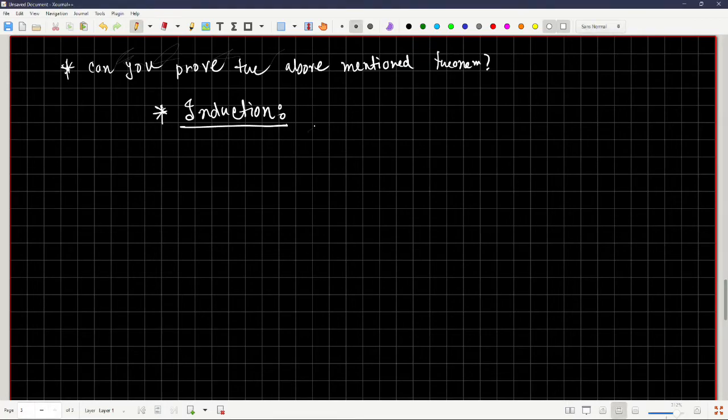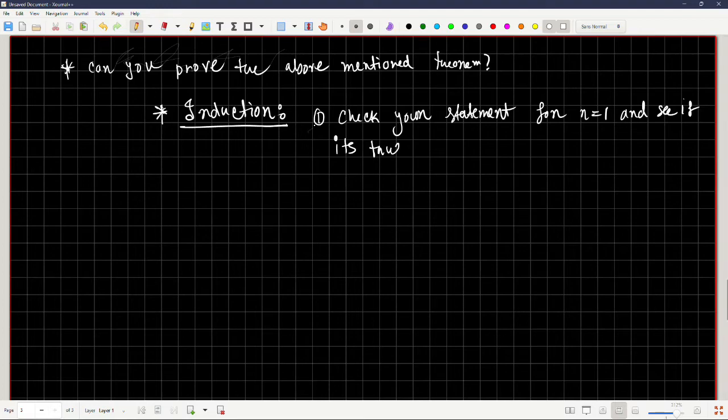So the idea of induction is the following: first check your statement for n equals to 1 and see if it's true. If it's true, go to another step. We call the second step of induction: put n equals to m and assume.